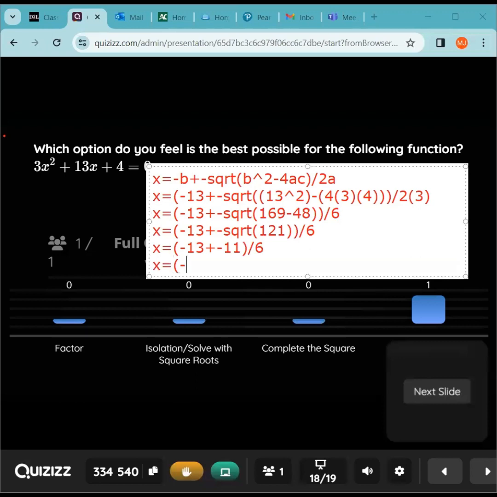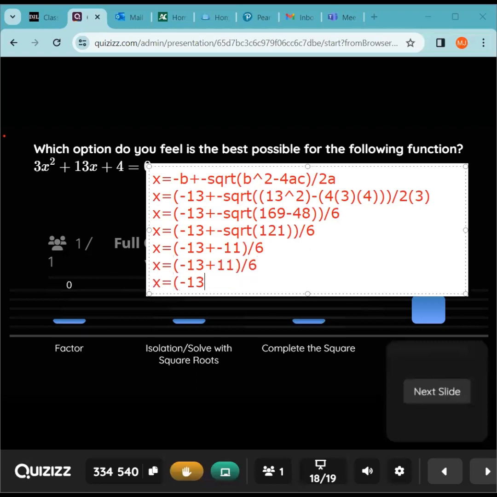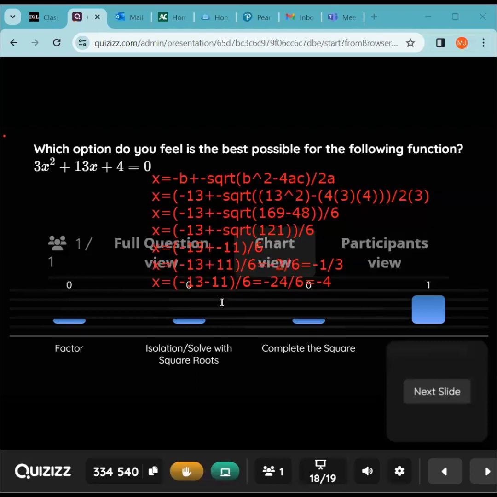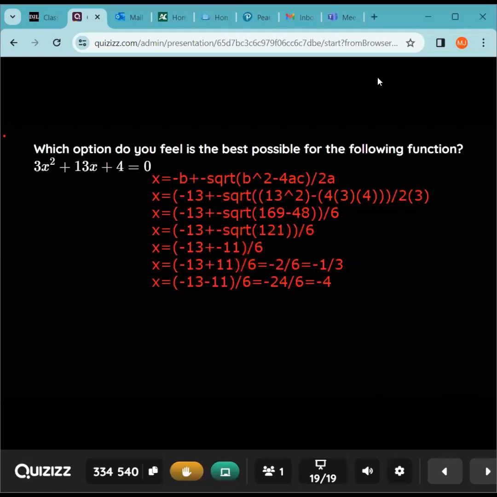So we have two answers: negative 13 plus 11 divided by 6, and x equals negative 13 minus 11 divided by 6. Here, this would be negative 2 divided by 6, negative 1 over 3. Here would be negative 24 divided by 6, which equals negative 4. Yeah. So that's how you do that. Those are the two x-intercepts here.